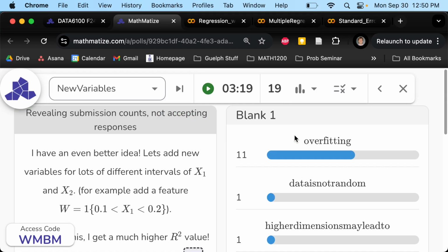The answer is overfitting. Amazing, 11 people got it. It's exactly overfitting. It's the same issue, right? Too few variables would be underfitting. Too many variables would be overfitting. You've got to get the right number of variables to get just the right fit, okay?